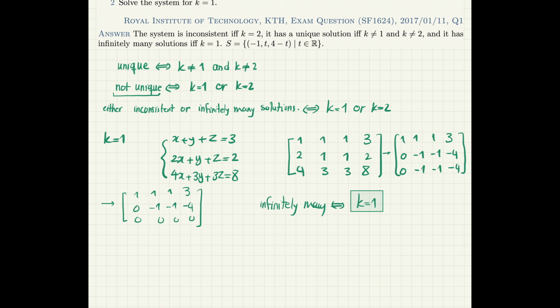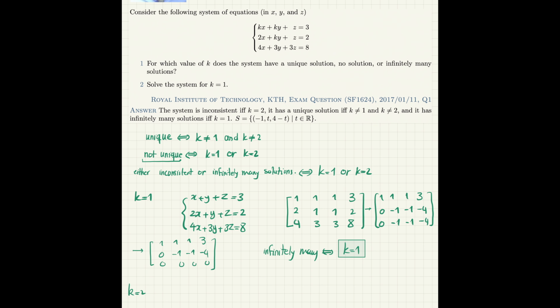And then what happens for k equal to 2? So k equal to 2, if I put 2 here in this equation, then I will have this system: 2x plus 2k plus z equals 3. Then I have 2x plus 2, sorry, this was not 2k, this was 2y, again 2y plus z is equal to 2.